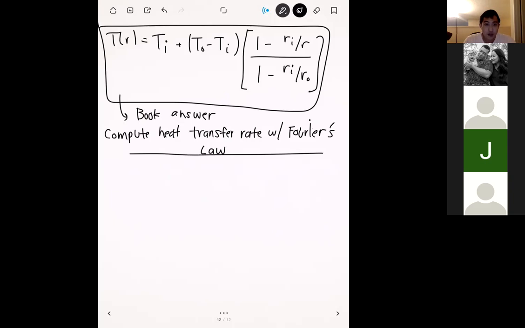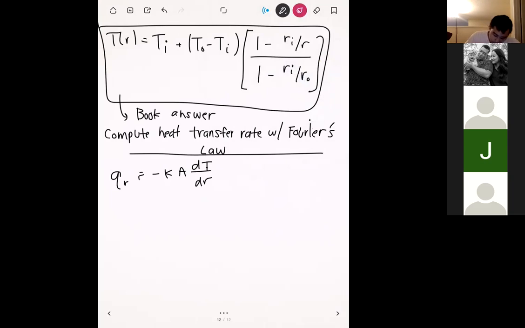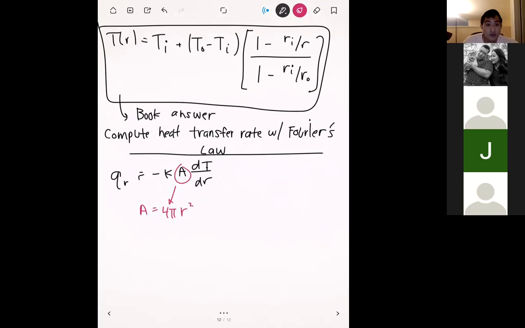Okay. And so the heat transfer rate through Fourier's law is going to be q_r equals minus k times A times dT/dr. Okay. And so for a sphere, we can plug in the area, which is the cross section, the surface area, right? The surface area for the sphere is going to be 4 pi r squared. And then for dT/dr, we need to take the derivative of this expression up here.